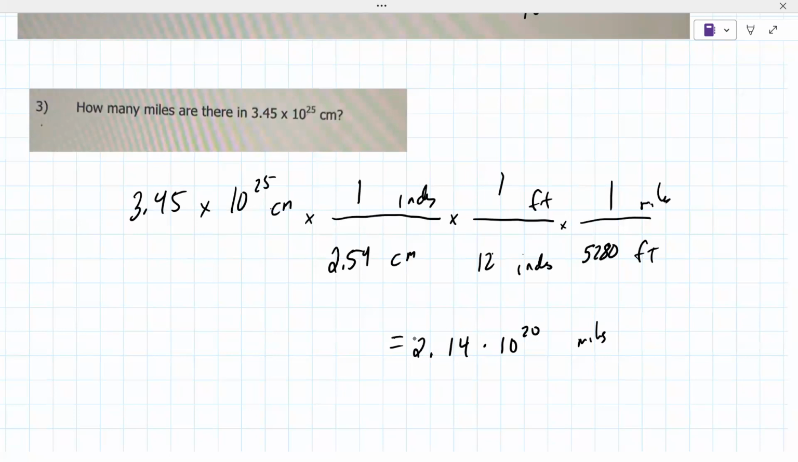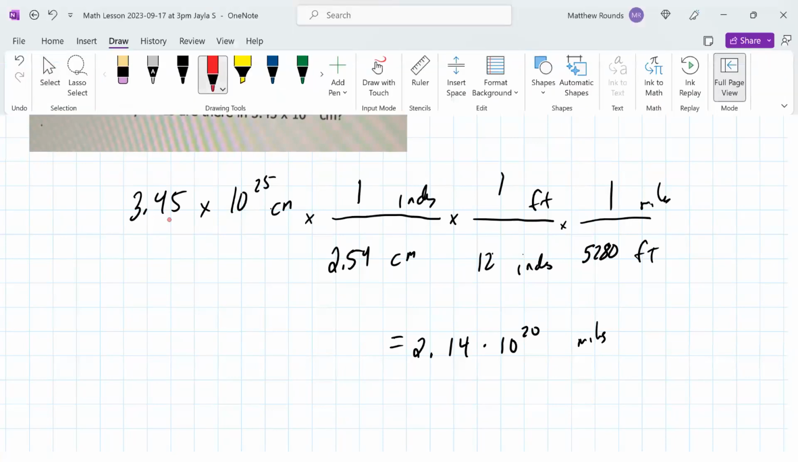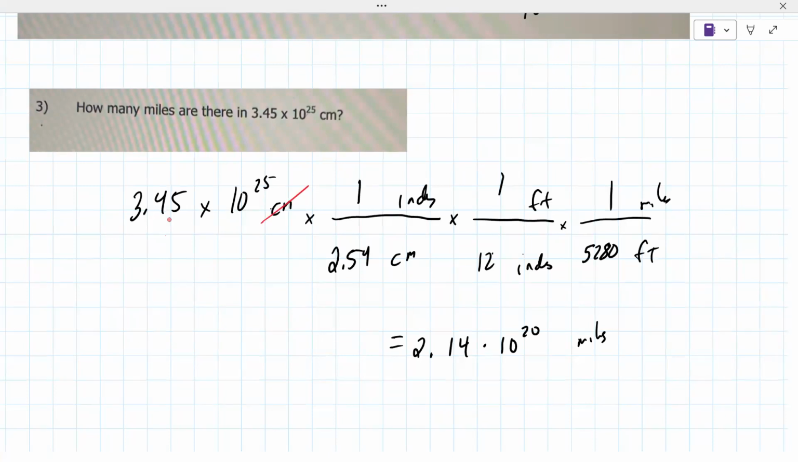I get it, but I don't get it because it's in scientific notation and I'm confused. Now, remember, you always put the unit that's on top on the bottom, and you just keep going until you get it into the unit that you're looking for, which is in this case miles. Right. Hold on.